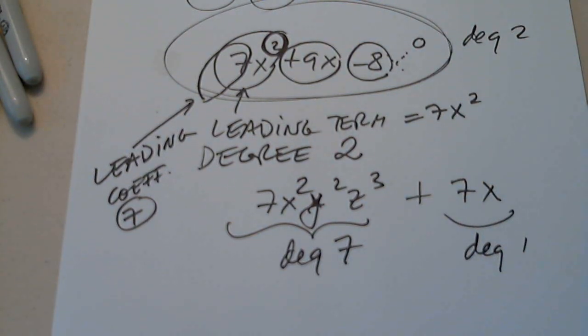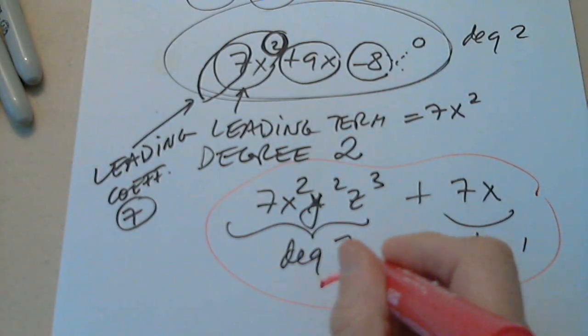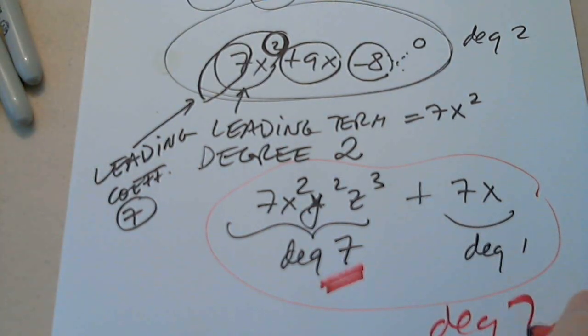So if in one term we have more than one variable, we have to add the powers of those variables to determine the degree. And what will be the degree of the whole thing? The degree of the whole thing will be the highest degree. What if it was 7x squared plus 8y squared? Still degree 7 because 7 is the highest degree.